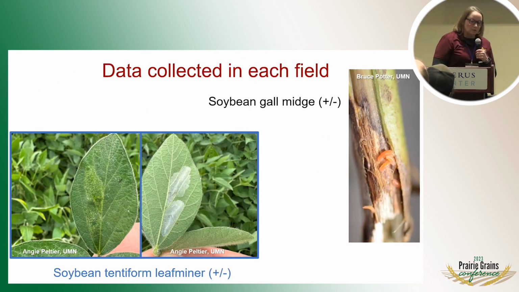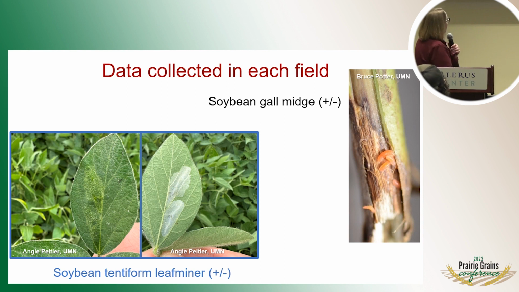Another thing that we looked for were some of the new soybean pests in the state. Soybean gall midge was found a couple years ago in southwestern Minnesota. We didn't add any more counties where we found infested fields to the map, and so far we haven't found it in northwestern Minnesota.